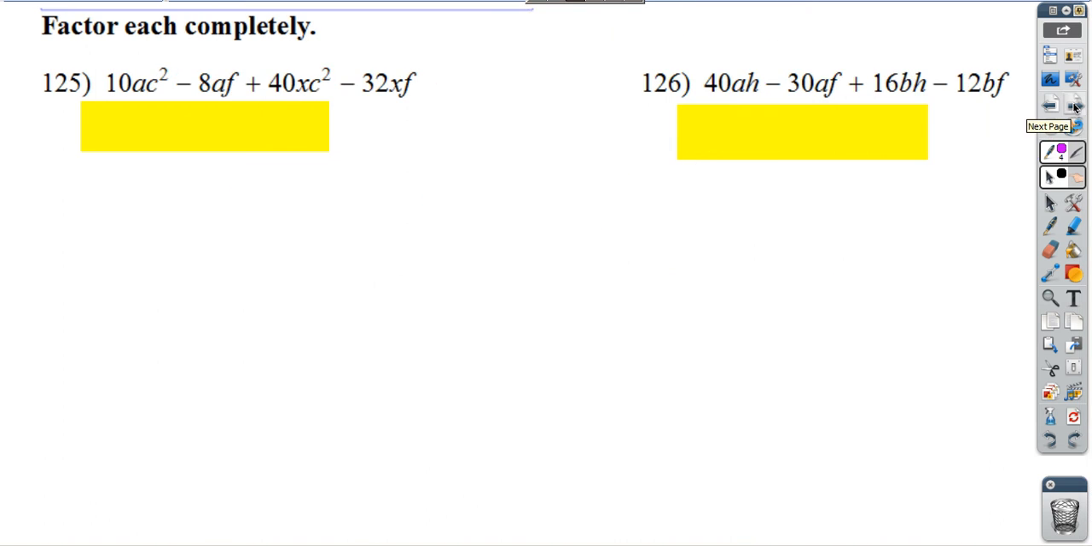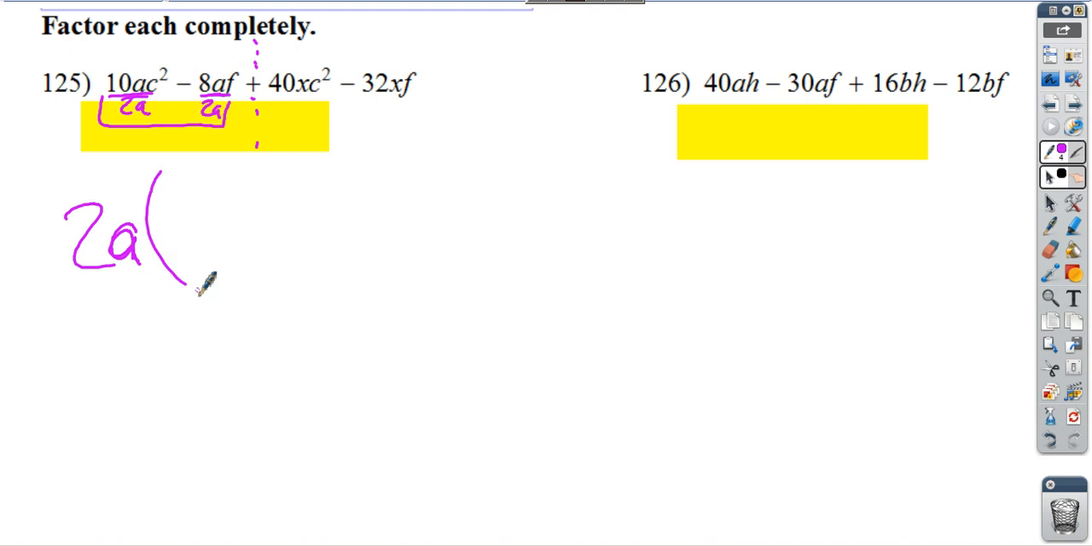Last type of factoring is something called factor by grouping. So let's take a look at 125. Grouping means that you group, if there's 4 terms, you put them in groups of 2. So we'll start with this one. And we want to know what's the greatest common factor of 10 and 8. That would be 2. What variables do they have in common? They both have an a, but that's all they have in common is an a. So we're going to divide both of these by 2a.